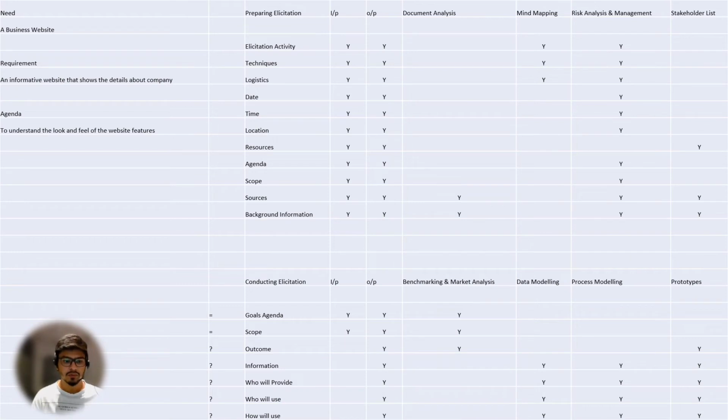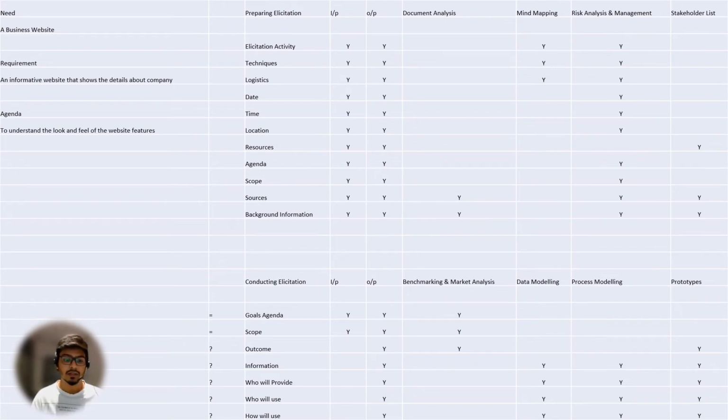Now you are going to conduct the elicitation activity on the date, time, and location. Now you are in an elicitation meeting, and you are responsible for conducting it. You will be facilitating the agenda of what you're going to look for. You're looking for the look and feel of the website. The goal is already set, and the stakeholders are already educated, so they'll come up with their scope and outcome. That's the reason you don't have any input to this.